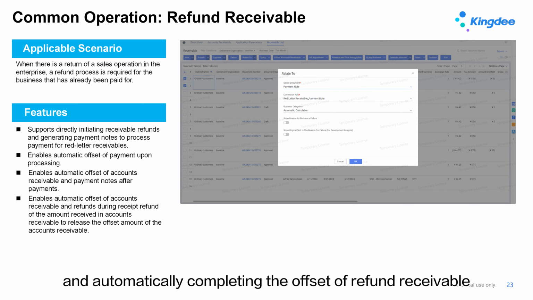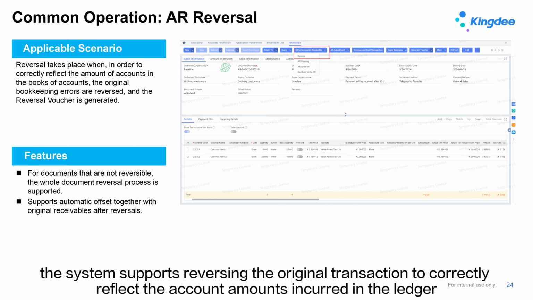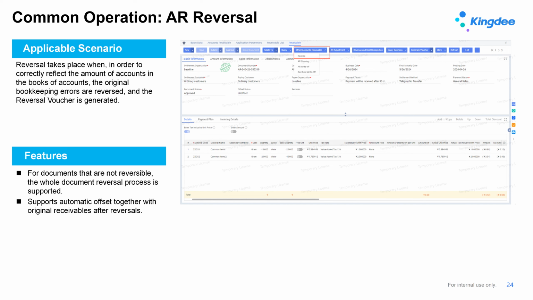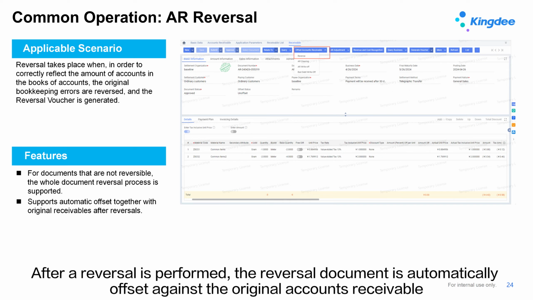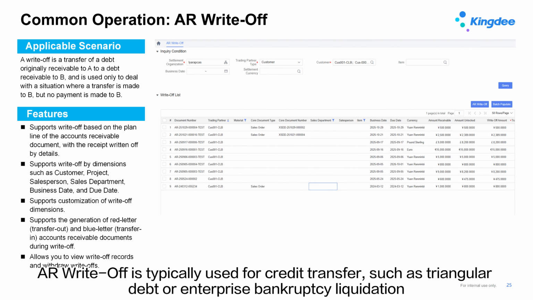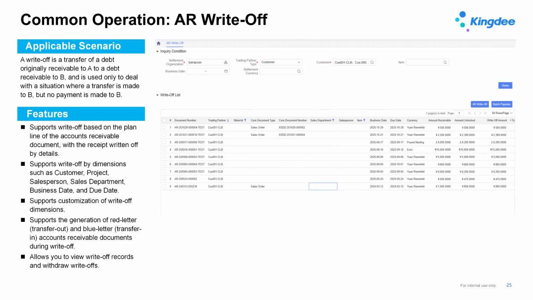offset of refund receivable. If a bookkeeping error occurs, the system supports reversing the original transaction to correctly reflect the account amounts incurred in the ledger and generates a reversal document after the reversal. After a reversal is performed, the reversal document is automatically offset against the original accounts receivable. AR write-off is typically used for credit transfer, such as triangular debt or enterprise bankruptcy liquidation. The system supports write-offs according to receipt plans and multi-dimensional write-off processing.